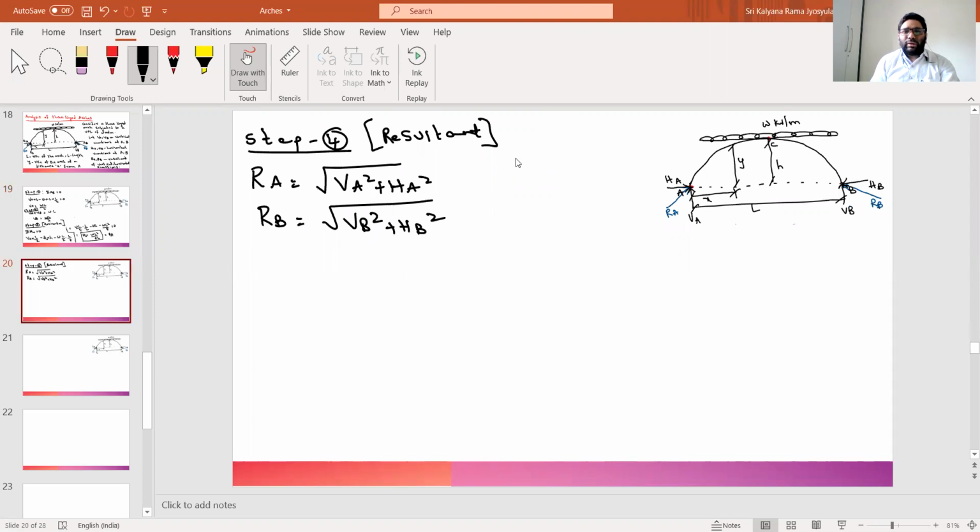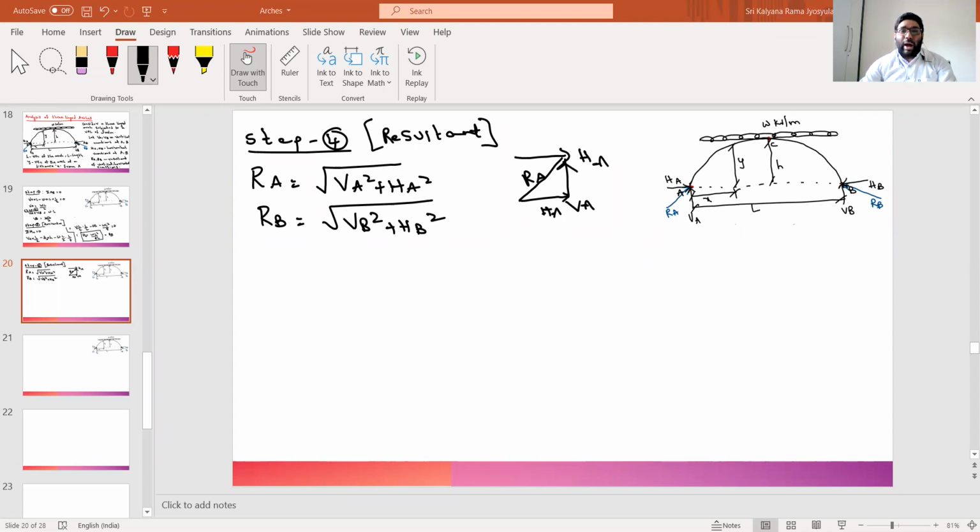So how are we trying to get it now? So this is horizontal H. So this is VA, HA. So this is what we are trying to get. Okay. So this is also HA. And this will be RA. Like that for RB. Need not substitute, but you can keep it as it is.